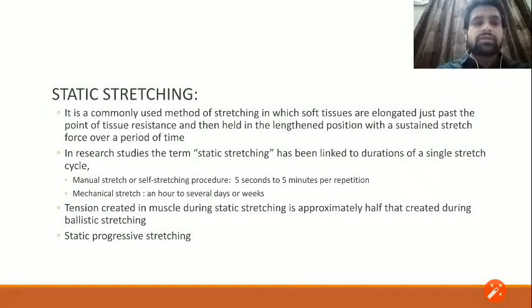Static stretching is a commonly used method of stretching in which the soft tissues are elongated just past the point of tissue resistance and then held in the lengthened position with a sustained stretch force over a period of time. In research studies, the term static stretching has been linked to the duration of the single stretch cycle. There are manual stretch and mechanical stretch. Tension created in muscle during static stretching is approximately half that created during ballistic stretching. So, static progressive stretching.